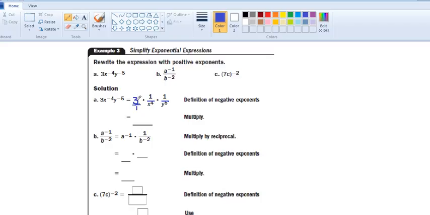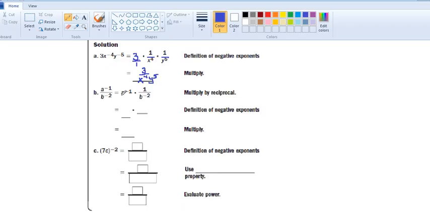The reason I'm doing that is it makes it easier to multiply. So now multiplication of fractions is tops times tops and bottoms times bottoms. Well, on the top we have 3 times 1, which is 3. And the bottom there's a 1, which kind of doesn't do anything, and x to the fourth, y to the fifth. So this is written as 3 over x to the fourth, y to the fifth.